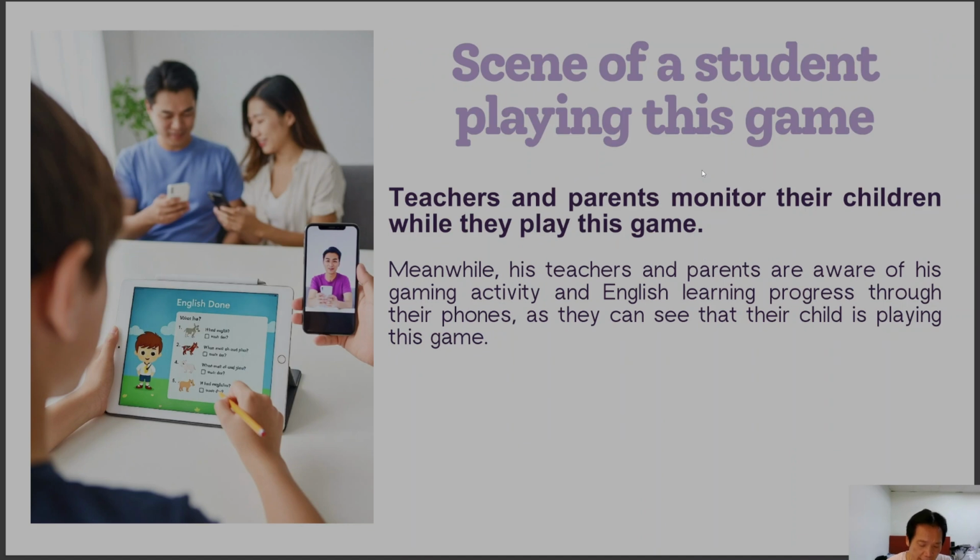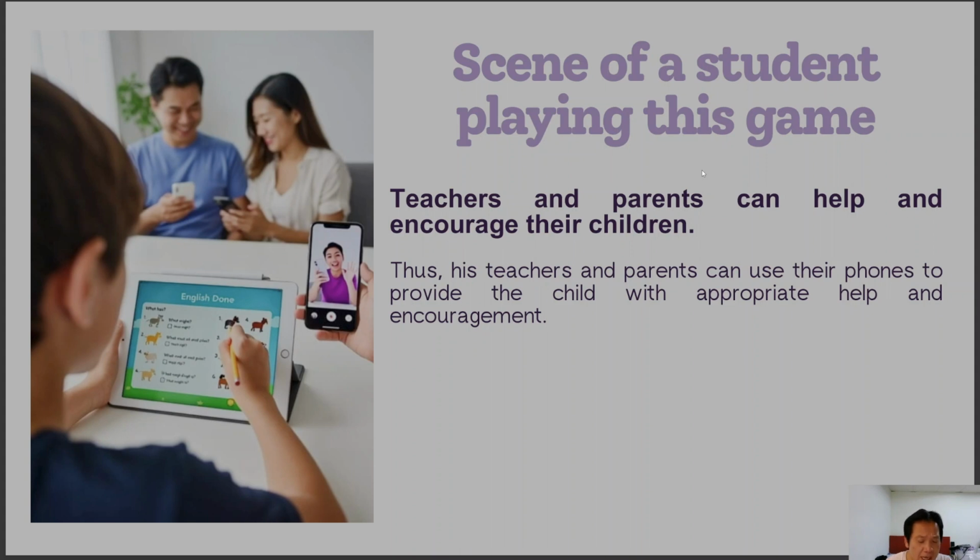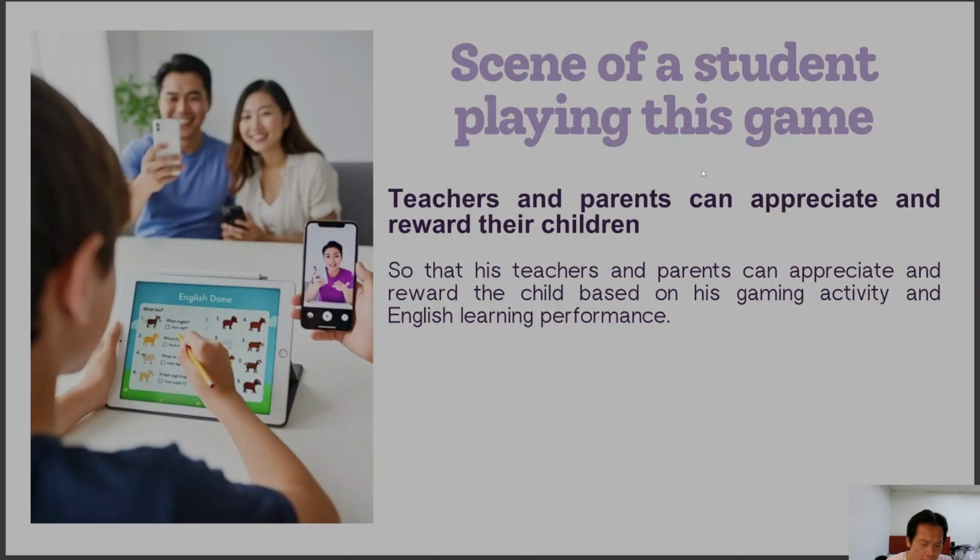Meanwhile, his teachers and parents are aware of his gaming activity and English learning progress through their phones. They can see that their child is playing this game. Thus, the teachers and parents can use their phone to provide the child with appropriate help and encouragement, so that they can appreciate and reward the child based on his gaming activity and English learning performance.